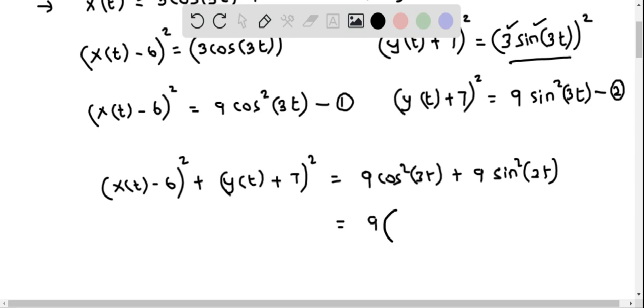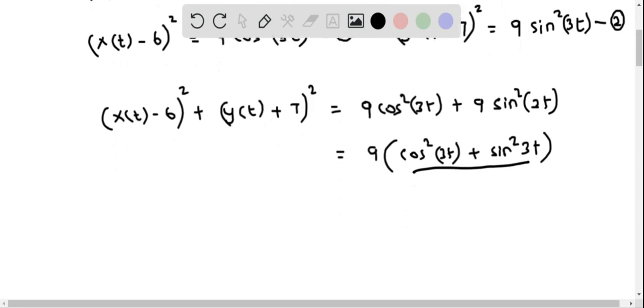So we get 9 times cosine squared 3t plus sine squared 3t. Remember that this expression equals 1 according to the Pythagorean trigonometric identity, that is sine squared x plus cosine squared x equals 1. So therefore we can write this as 9 times 1, and this equals 9.